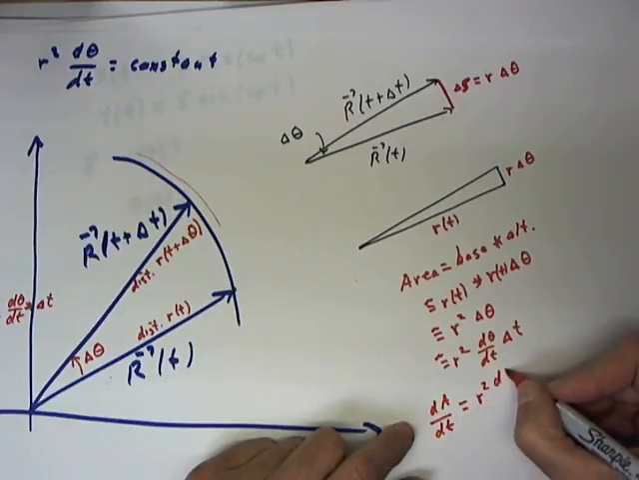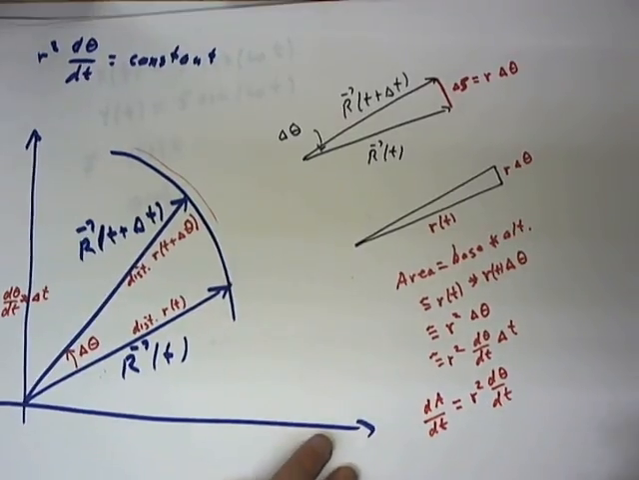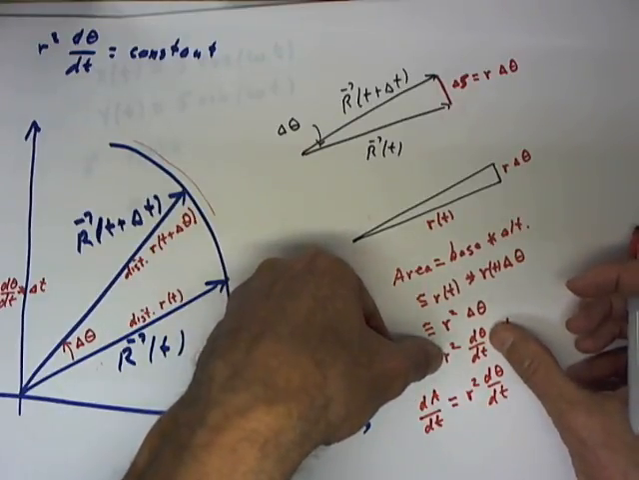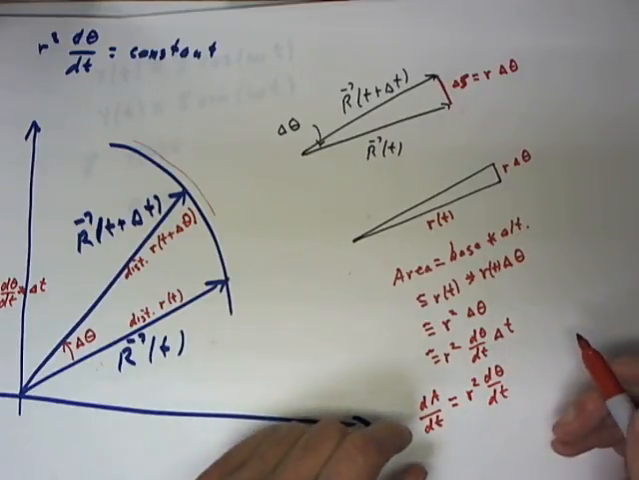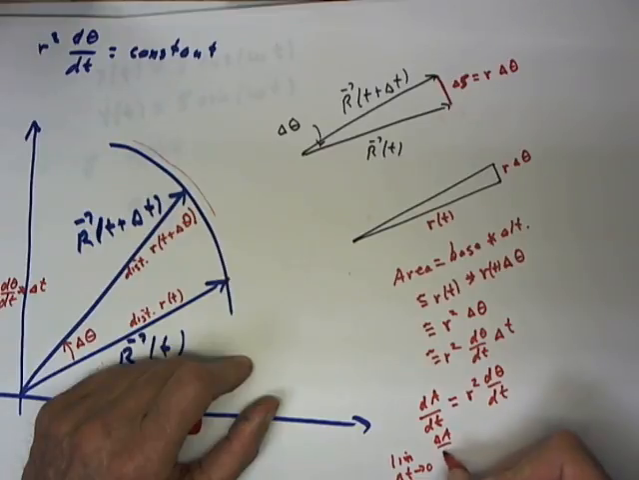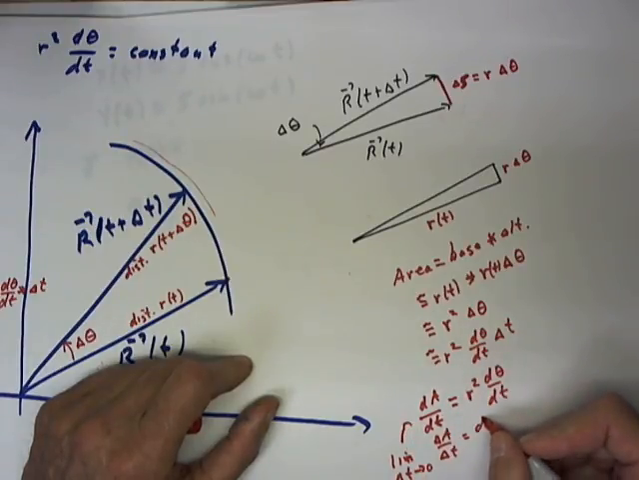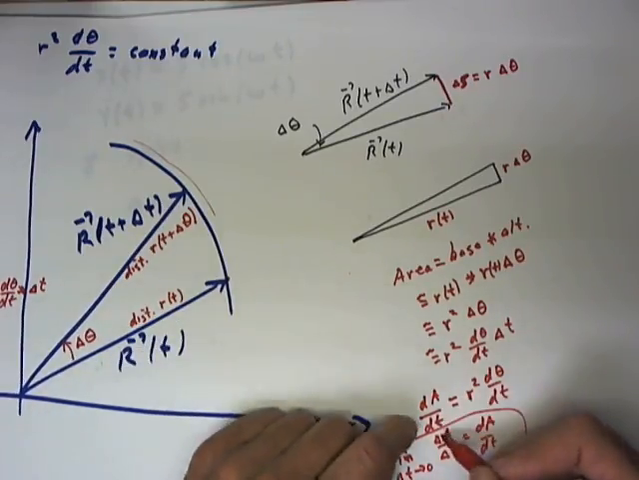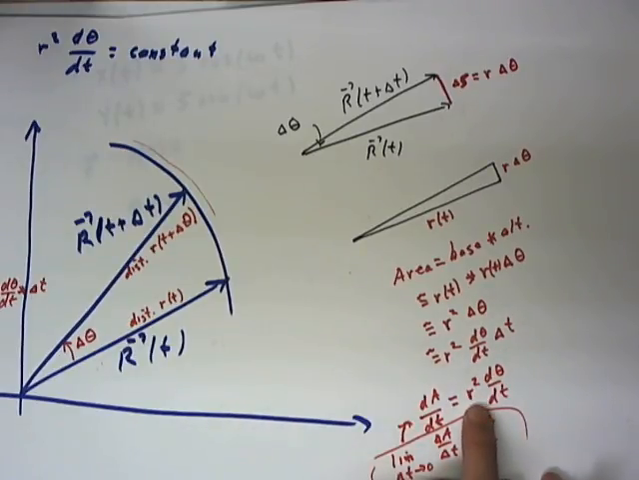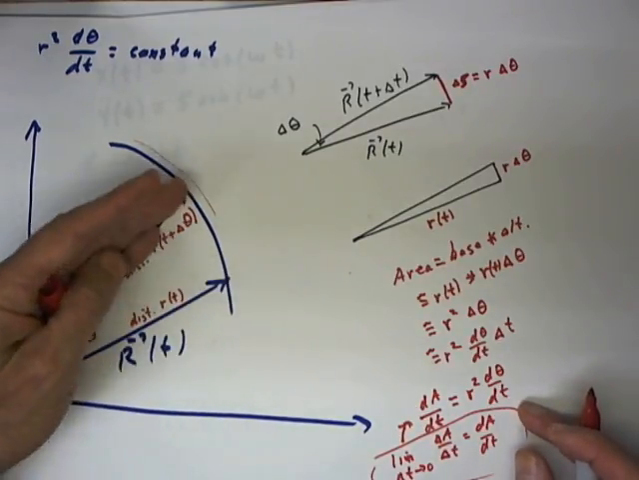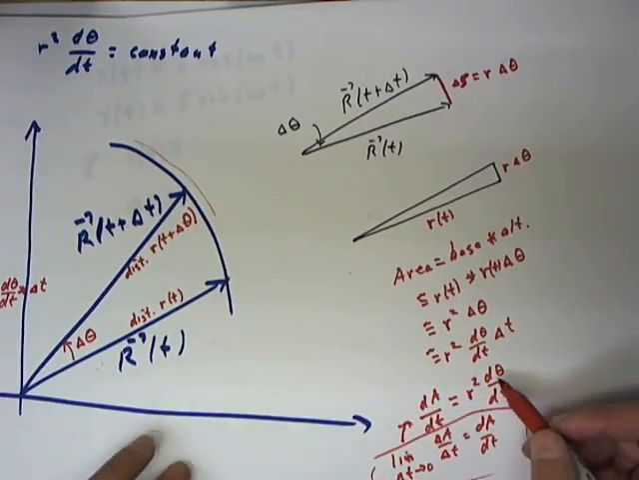is r squared d theta dt. Now, formally, if we do the change in area divided by the change in t, we do get something very close to r squared d theta dt, so that taking the limit as delta t goes to 0, that's the limit as delta t goes to 0 of delta A over delta t equals dA dt. So we've kind of implicitly used this idea in calculating this. We see that dA dt is r squared d theta dt. At clock time t, the area of this region here is changing at the rate r squared times d theta dt.